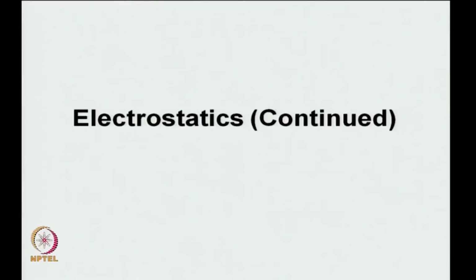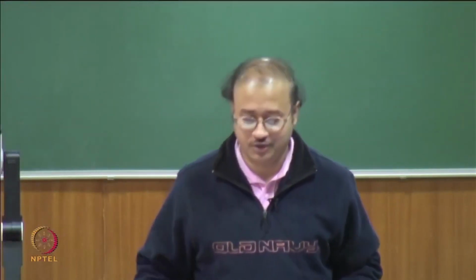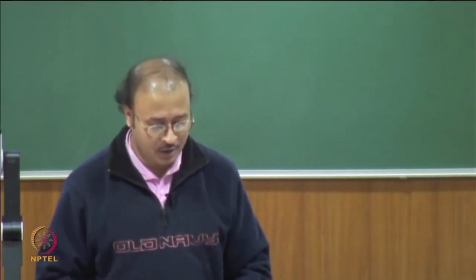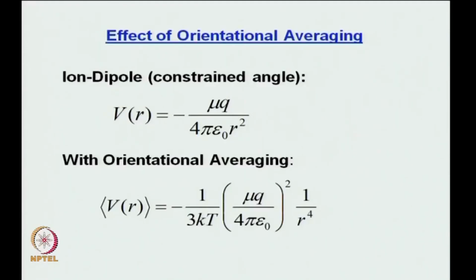So, today we will finish off with electrostatics. Essentially the ion dipole, dipole dipole, that is what we were looking at for the last couple of classes. So, this is what we looked at in the last class. For example, you have your ion dipole interaction, and this varied as 1 by r square with a negative sign for attractive potential. Now, if you have orientational averaging, that means one is moving with respect to the other at different angles, then essentially it becomes 1 by r to the power 4. That is what we have seen last class.